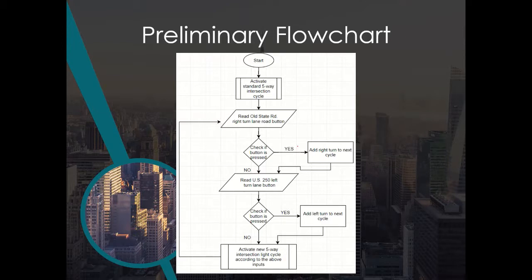So as you can see here, we translated our pseudocode into a flowchart where we would activate a standard five-way intersection, which means that without having to press any inputs, the lights would constantly cycle through the five-way intersection. And so then we would read our Old State Road right turn button, and if it was triggered, then we would add the right turn to the next cycle, and we would do the same for the US 250 left turn button. And then we would, on our next cycle, add in each of those turn lanes if those signals were triggered. And once this was completed, we just return back to the start of the flowchart and repeat the process over and over.